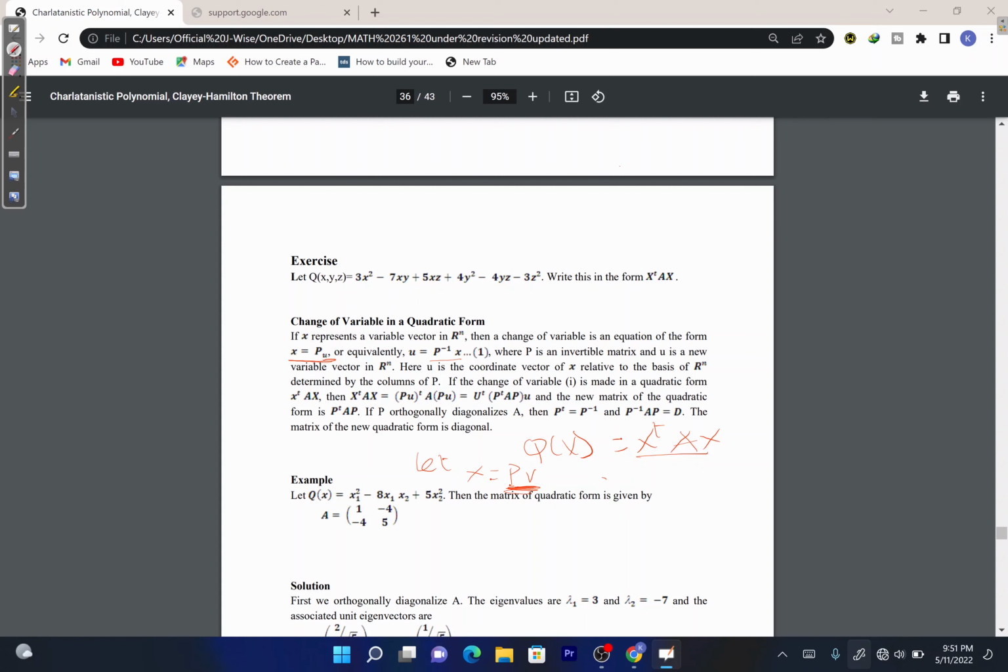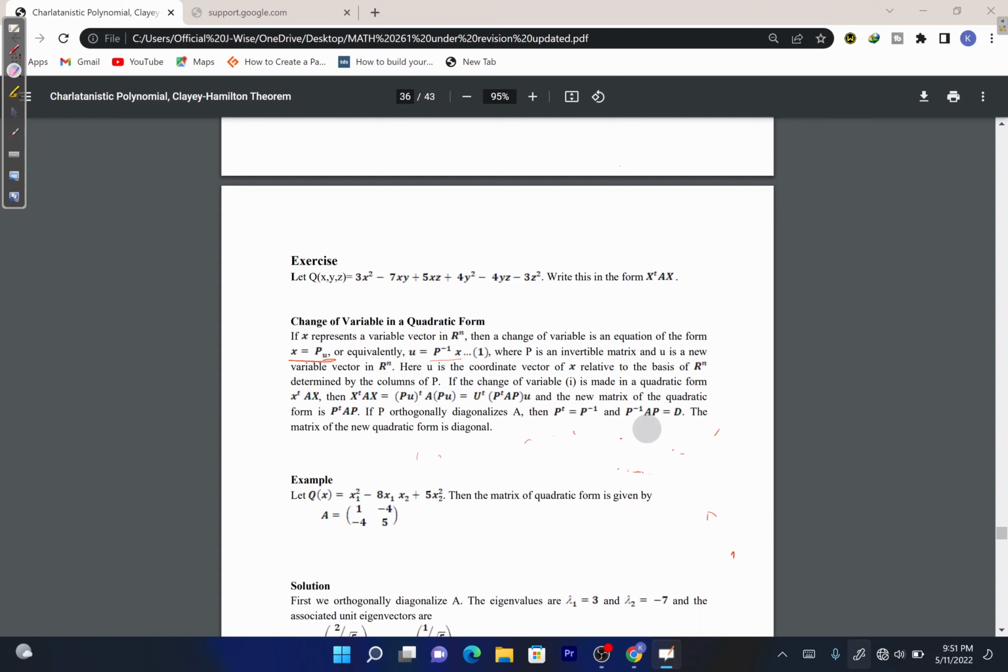When we do that, we get Pu transpose A Pu, and this is the same as u transpose P transpose A Pu. But we know that P transpose AP is the same as a diagonalized matrix, so we let that one be D. Therefore, our quadratic form is now u transpose Du.